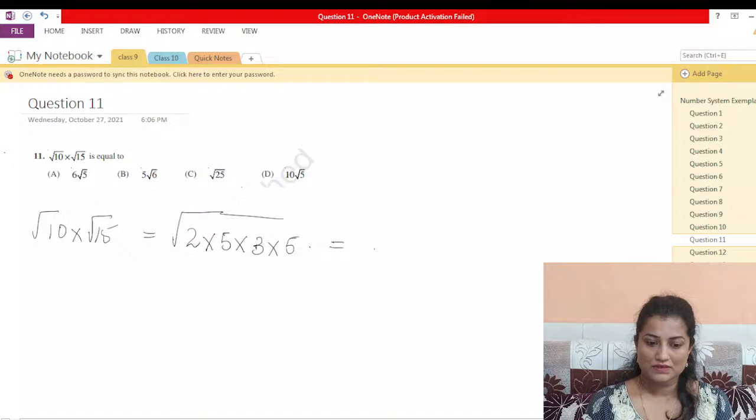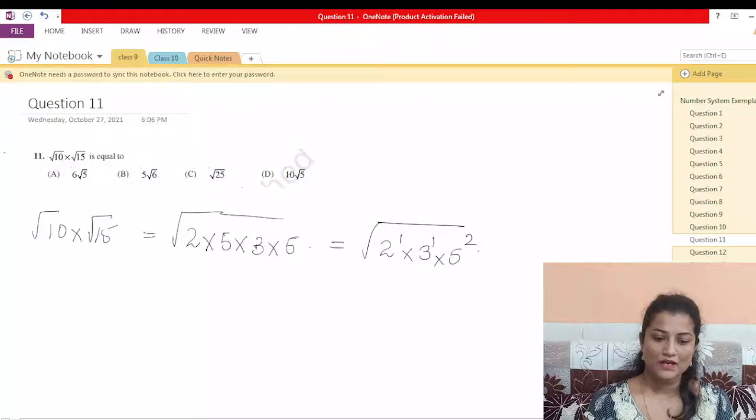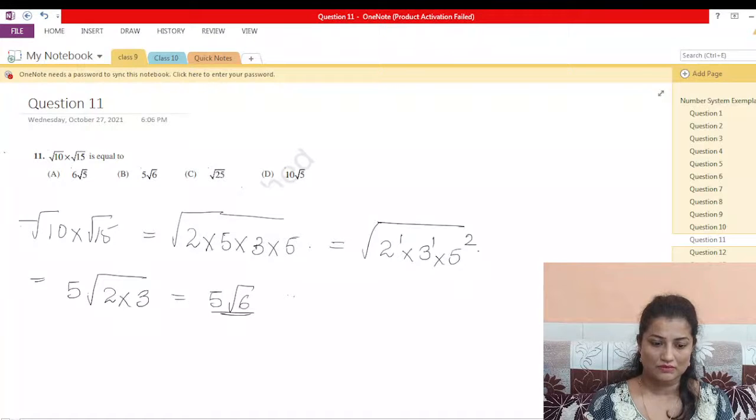Now if we talk about its power, we can write here 2 raised to 1, 3 raised to 1 and 5 raised to 2. So taking the square root of it, we all know that whenever 5 square is there in the root, one 5 will come out. That is, 5 square's root is 5. So we get 5 here, and root 2 into root 3 will remain inside the root. That is, root 2 into root 3 is root 6. So the answer is 5 root 6. You have option B here.